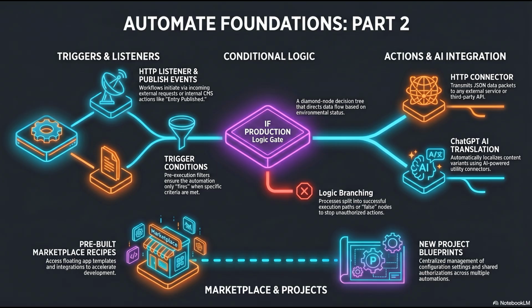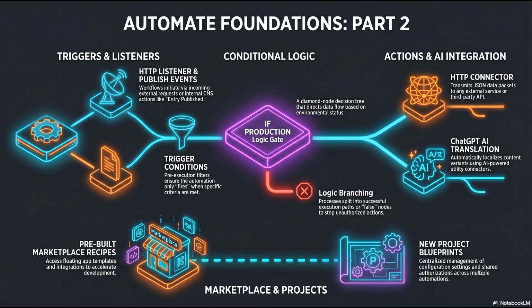The action step. We want to send a notification to the engineering team via a Slack connector. In a traditional Node.js script, you would declare a variable, assign it the value of the entry title from the parsed JSON payload, and then inject that variable into the Slack API payload. But Automate handles this via visual mapping, which feels like magic the first time you use it.